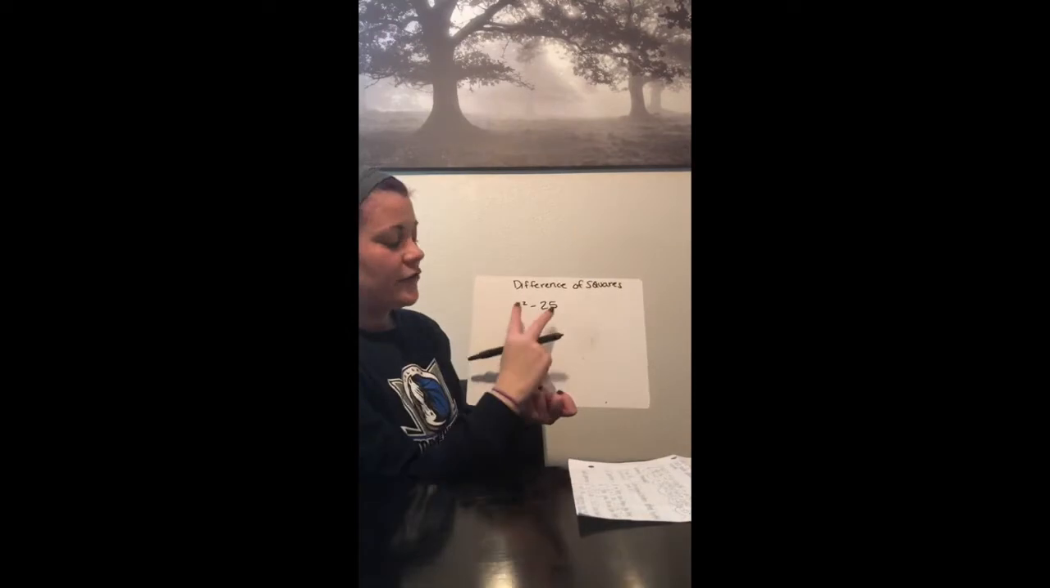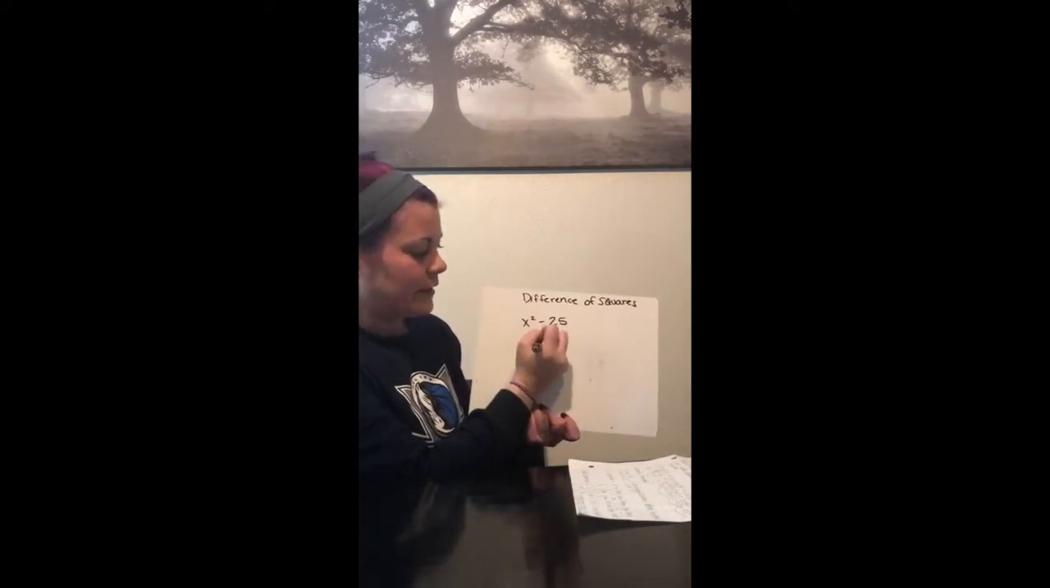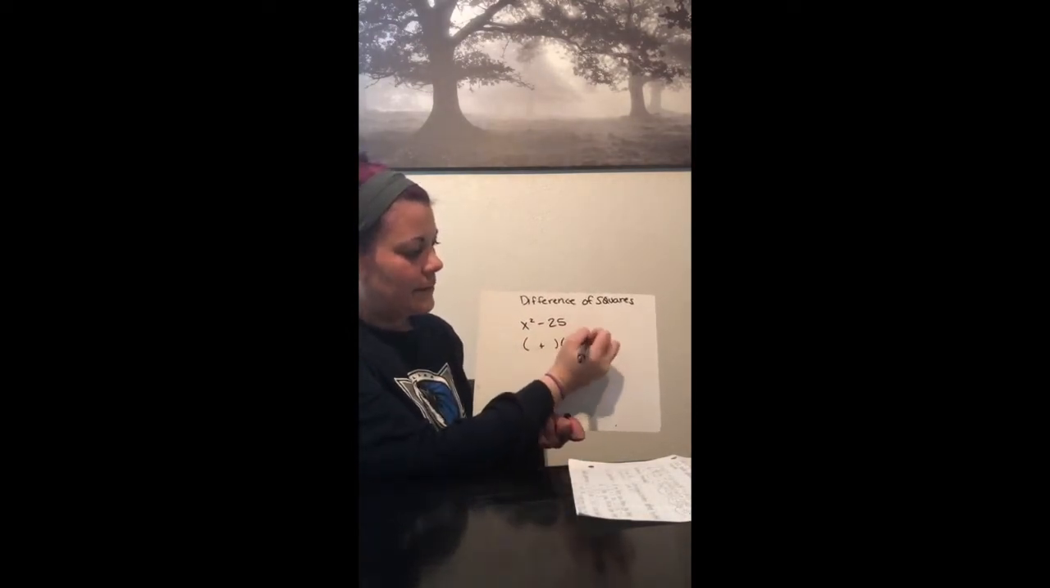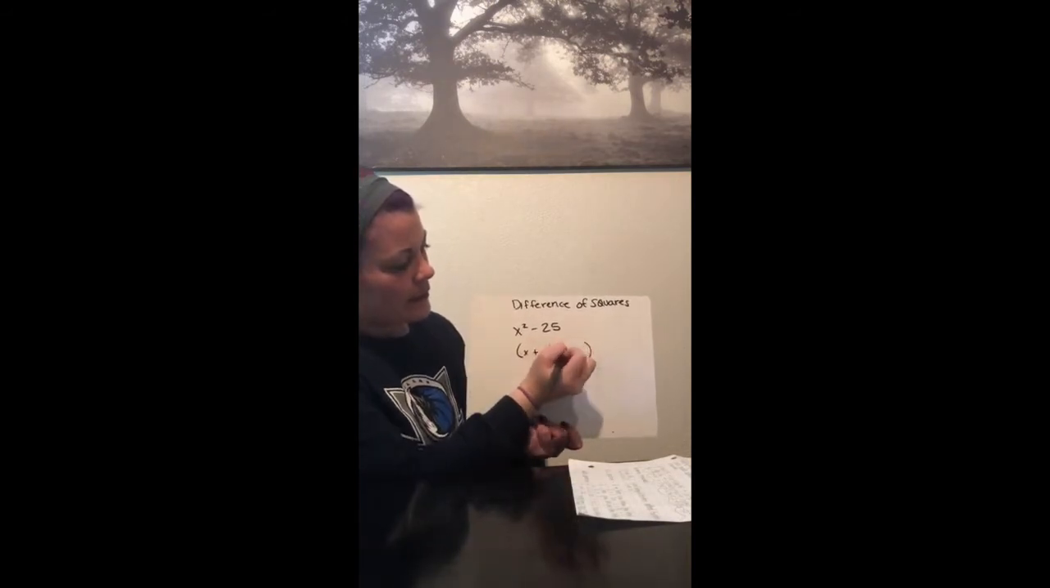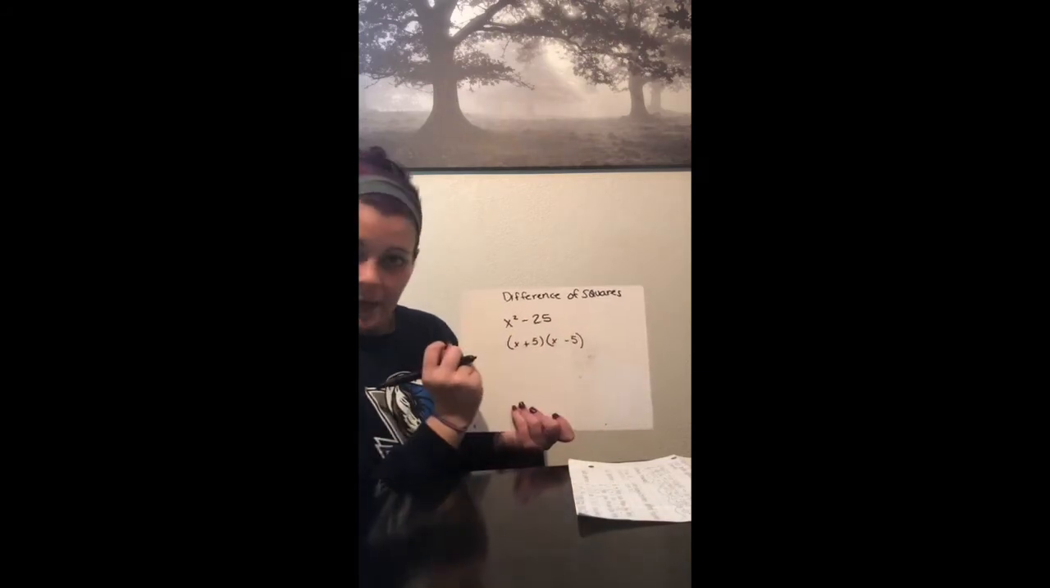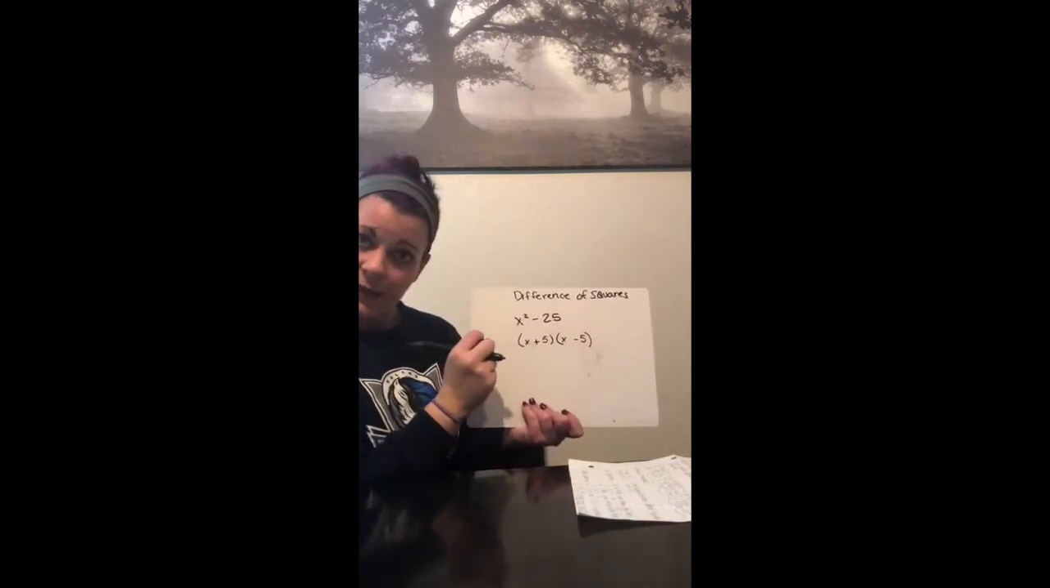We'll do another one. x squared minus 25. So difference of squares, only two terms, you know that it's going to be a plus and a minus. So square root of x squared is x. And then the square root of 25 is 5. So that is how you factor it: x plus 5 and x minus 5.